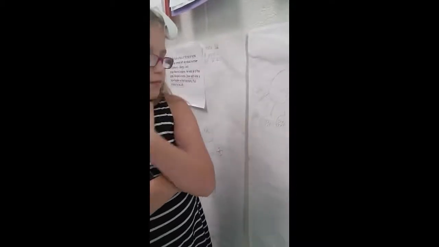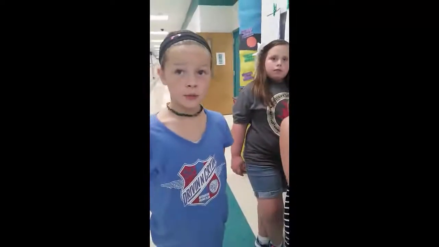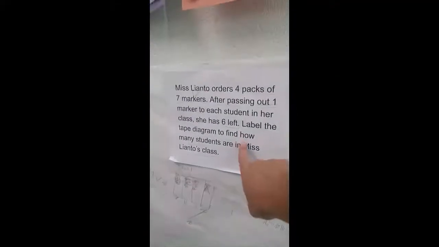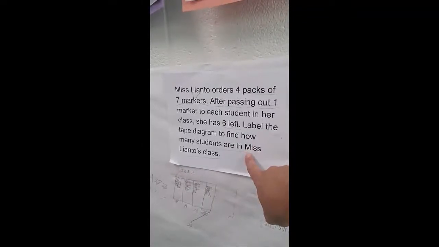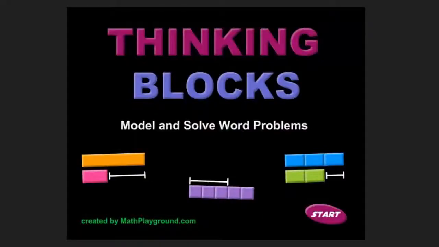So what part did you forget to talk about here? 6 left. So if these were your 6 left, so these were your students, right? So how many students did you say this was? 22. Okay. Is this sentence for label your tape diagram and find how many students are in Miss Leonta's class? Are there 28 students in her class? How many students are in her class? 22.